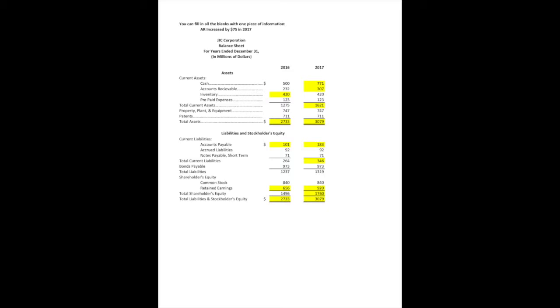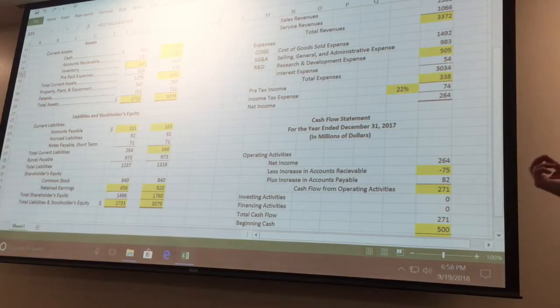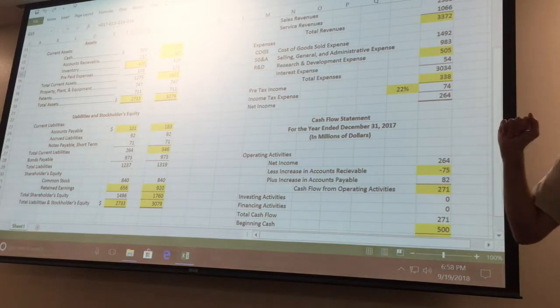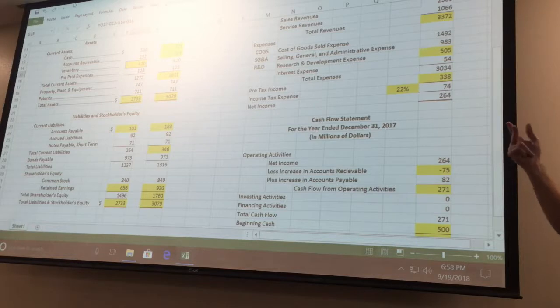Now we go to common stock, still the same number, but retained earnings has gone up. How much is retained earnings going up by? It has gone up by net income, right? So you add the net income to the retained earnings, and it goes from 656 to 920. So now we know those two numbers together for the total shareholders' equity, 840 plus 920 equals 1760.